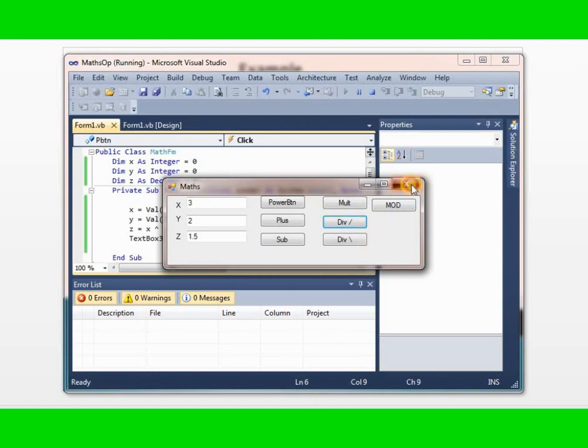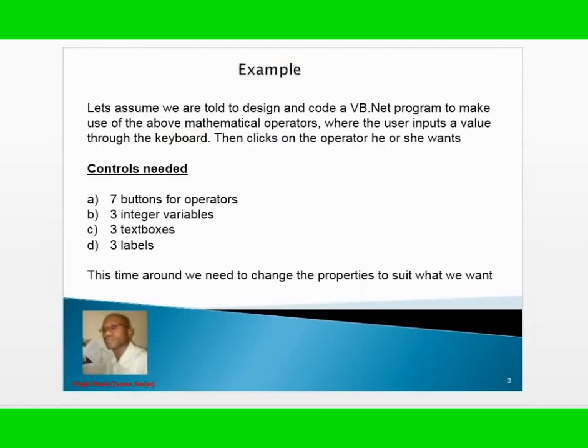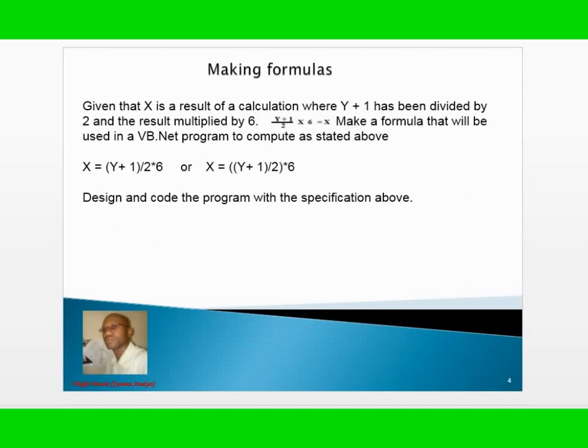Let's close this one, stop the program. Right, go back there. Right, then let's go to the next. It says making formulas. Given that x is a result of a calculation where y plus 1 has been divided by 2 and the result multiplied by 6, and simply we can have such a formula here, right? Then make a formula which will be used in a VB.NET program to compute as stated above.